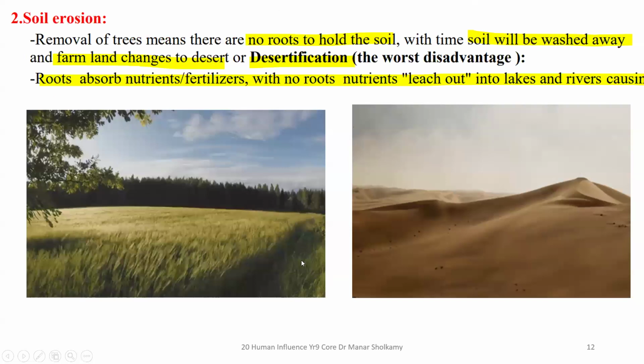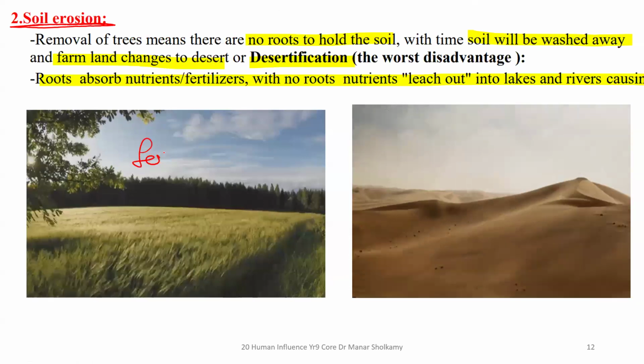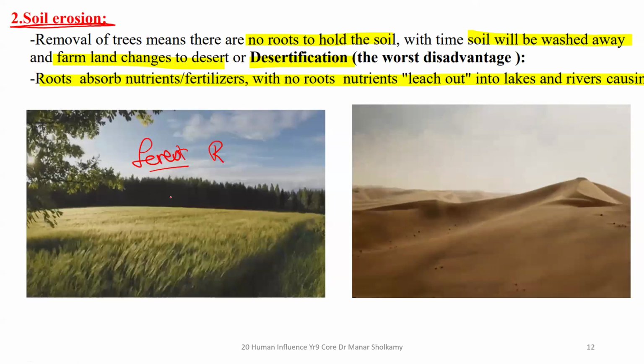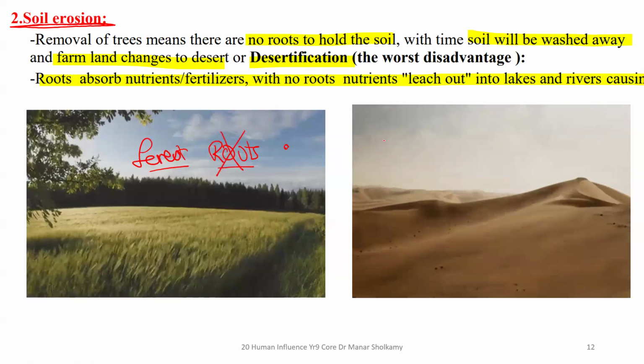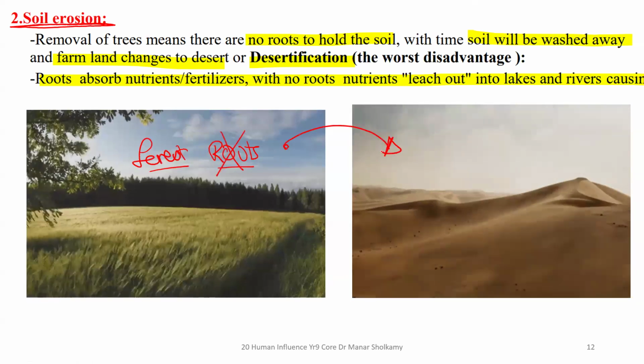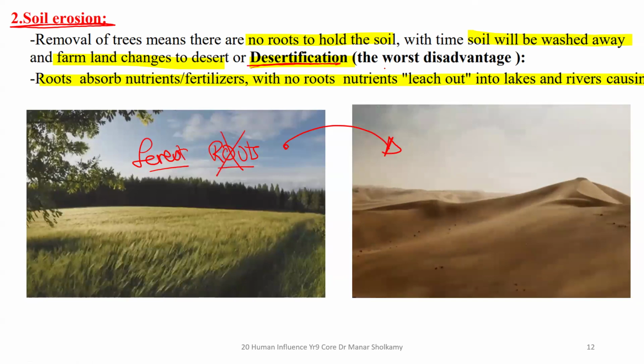Number two, soil erosion. When we had a nice forest like this with trees, the roots used to hold the soil in place. When we did deforestation, we have no roots to hold the soil in place, and we will change this to this. We did this with our own hands. Of course, this is called desertification. We created a desert, which is one of the worst disadvantages.